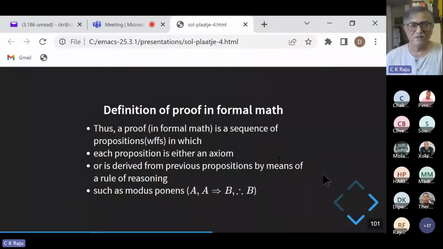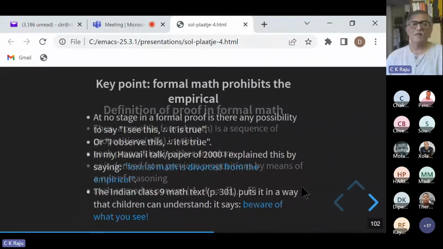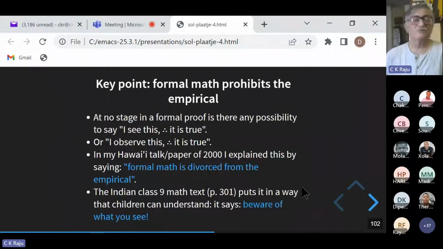I have given it here. You use some rule of reasoning like modus ponens: A implies B, therefore B. But the point is, it's not about reasoning, because reasoning was used in other cultures. The USP, the striking new point here in the definition of formal mathematical proof, is that it prohibits the empirical. Let me repeat it. It prohibits the empirical. It's not about use of reasoning. It's about prohibition of the empirical. Use of reasoning, everybody did. Science also does. What is unique to formal math is the prohibition of the empirical.